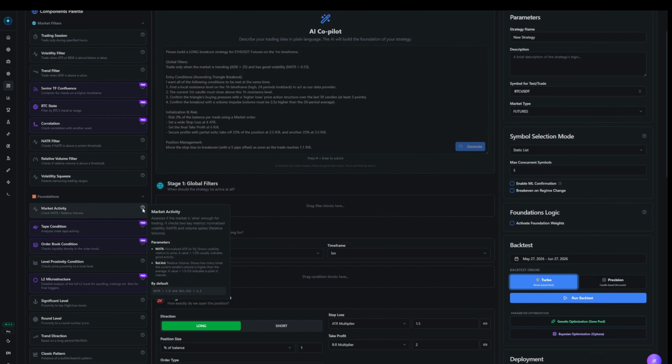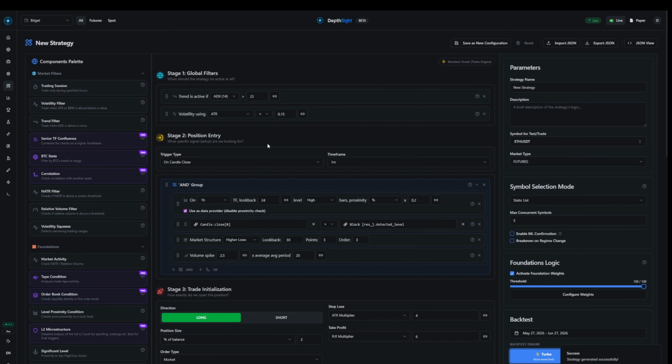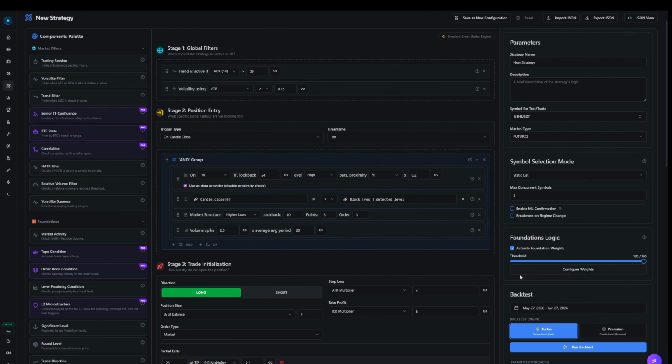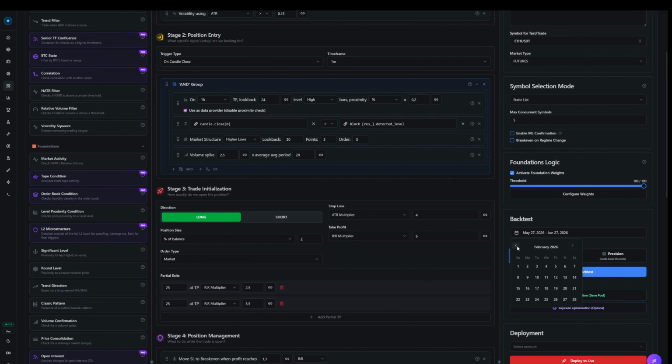DepthSight offers over 40 specialized blocks. The platform doesn't just look at indicator charts. It analyzes real market mechanics like order book density, liquidity microstructure, and volume confirmations.